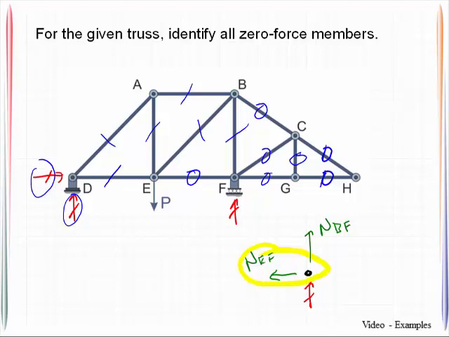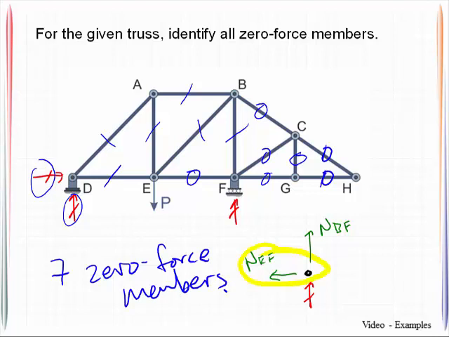So if you count that up, what you will find is you have 7 zero-force members. That concludes this example. As always, it's a beautiful day for studying structures.